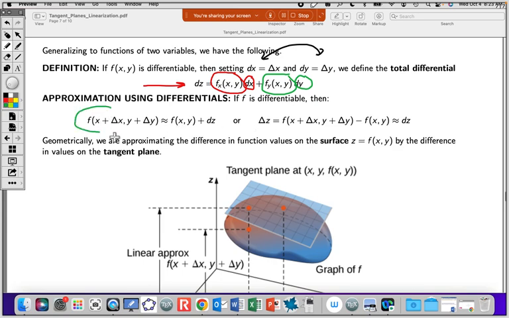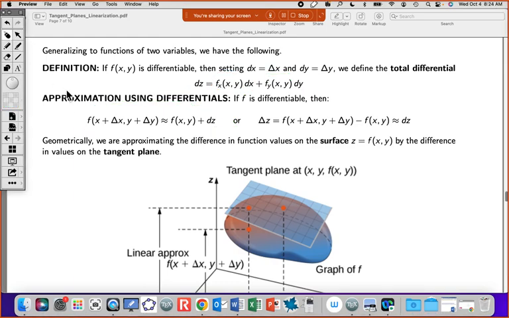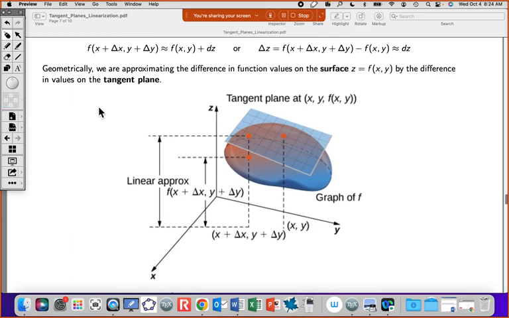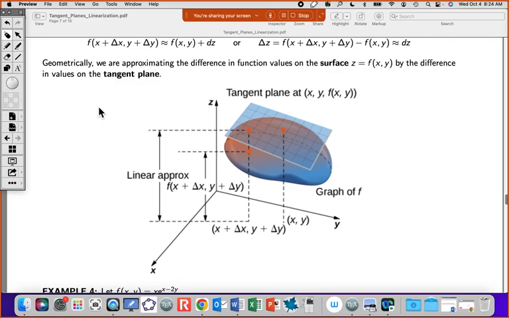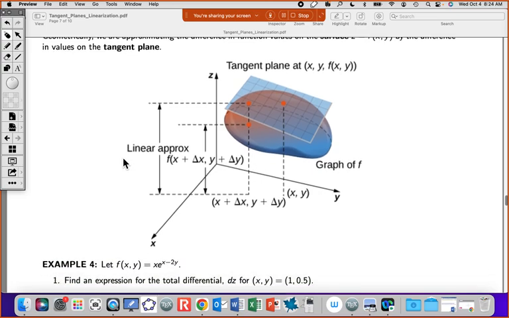And so the same thing's going to happen. The dz approximates the change in z on the tangent plane. So if I'm looking at f of x plus delta x, y plus delta y, I can approximate that by f of xy plus dz. It works the exact same way it did before. All right, so here's sort of the graph for that in 2 dimensions. That's what we're doing.